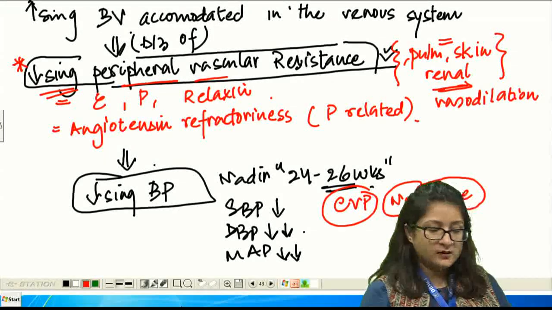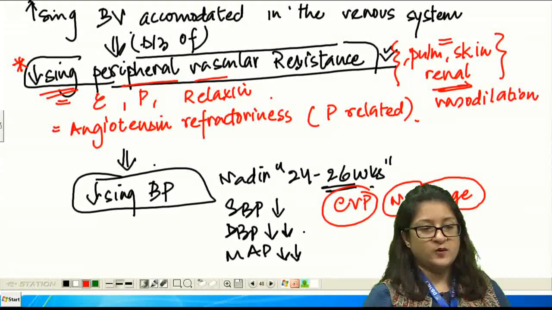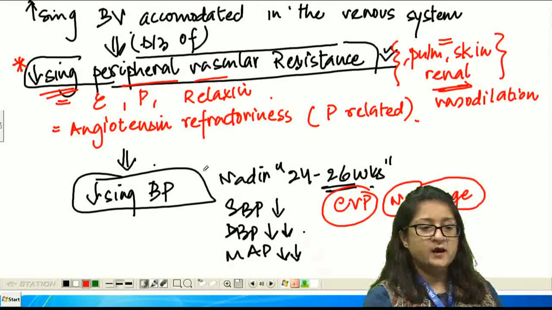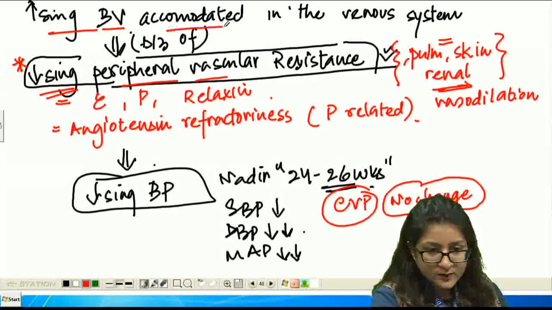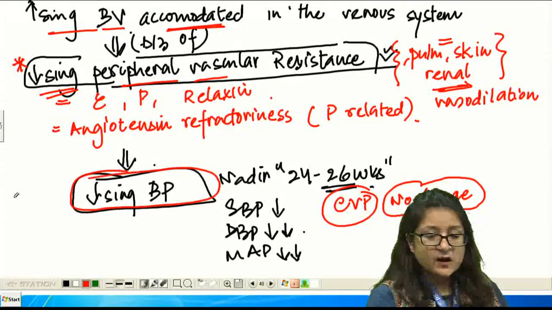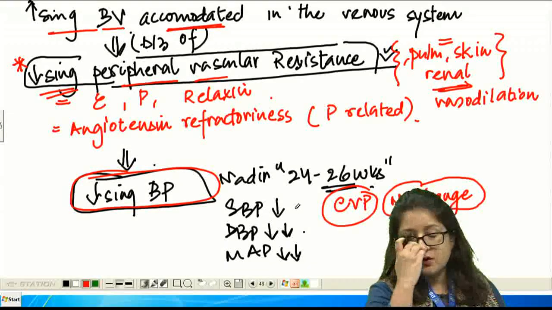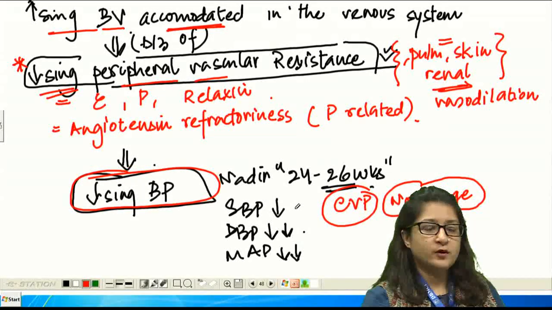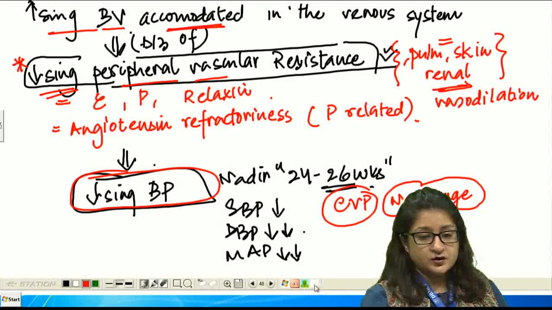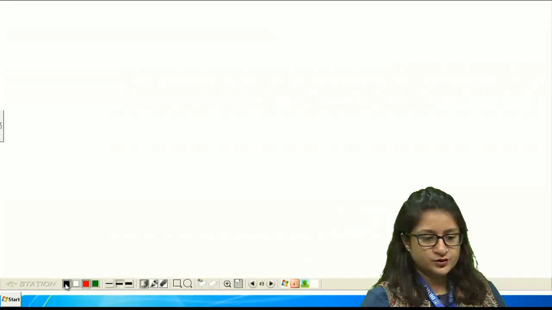All right, now let us talk about the system-wise changes. Blood volume is increased and BP is decreasing. Now, to maintain the perfusion of the organs and in response to increasing blood volume, it puts a load on the cardiovascular system of the mother. So what are the important cardiovascular changes you should remember?